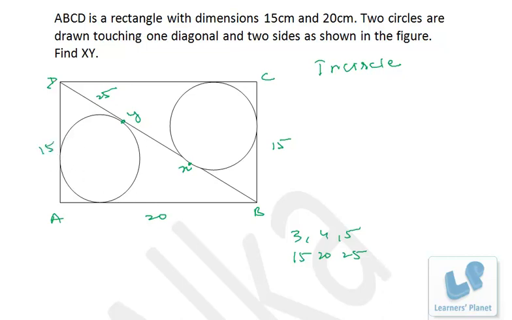Now, the area of any triangle can be written in two ways, right? So this is 15 and 20, so half into base into altitude. Similarly, this can be written in terms of the inradius also. So what is that? That is semi-perimeter into inradius. Semi-perimeter is the addition of all three sides divided by 2. That is the semi-perimeter of any triangle.